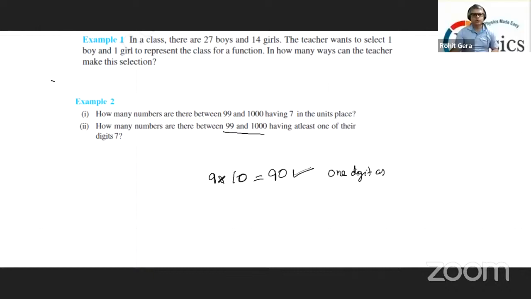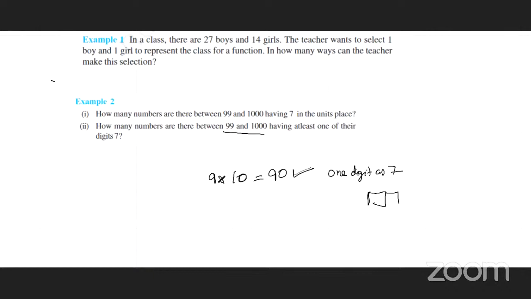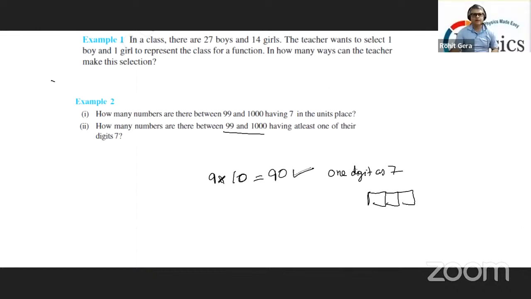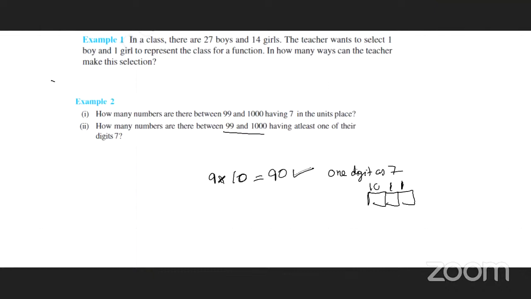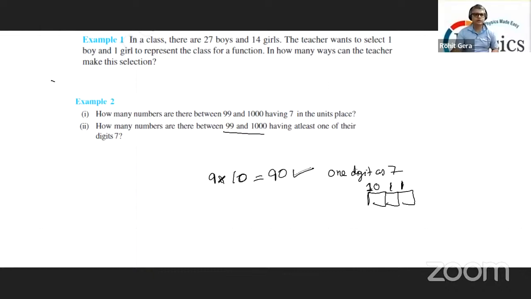So say two digits are 7 now, okay? So this is 1 and 1, so this will be 10. No, not 10, 9, because 0 will not come, 0 is not allowed. So yes, 9. So 9 more.